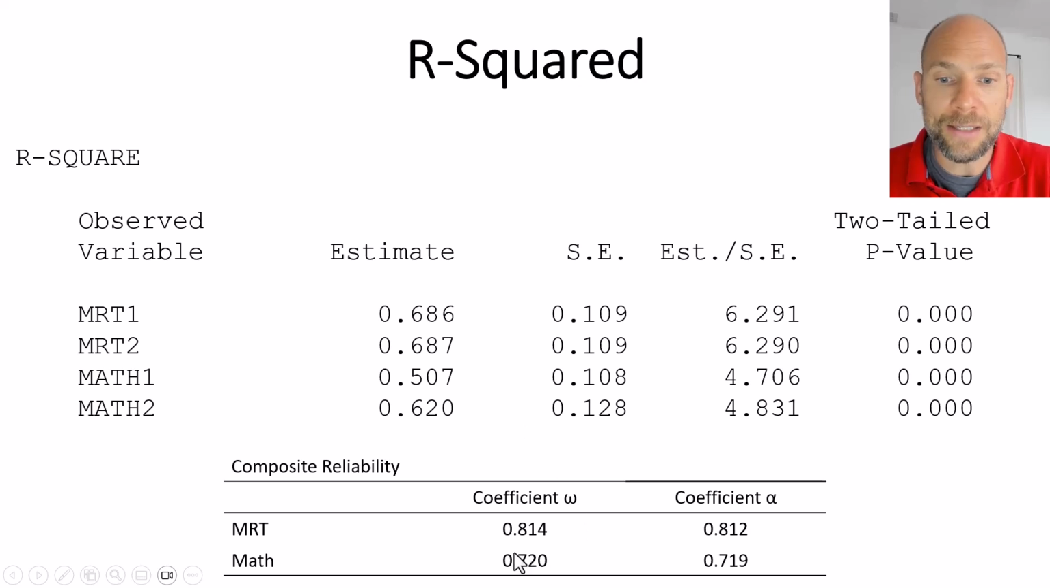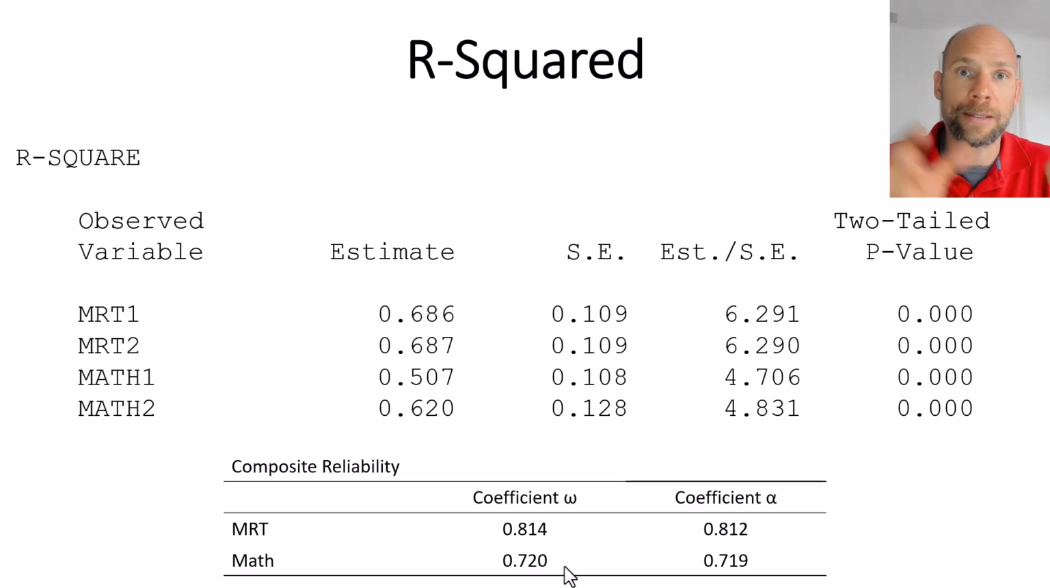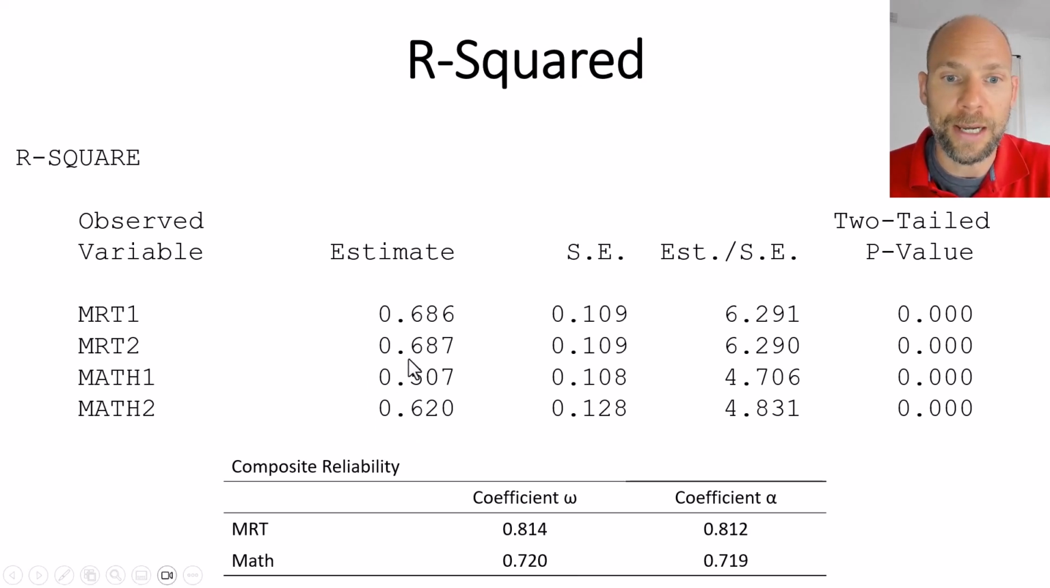And the math test overall would have a composite reliability of about 0.72, so about 72% of the variance in the composite, the sum of math 1 and math 2, would be true score variance, which is also a lot more decent than those individual reliabilities of the individual subscales.